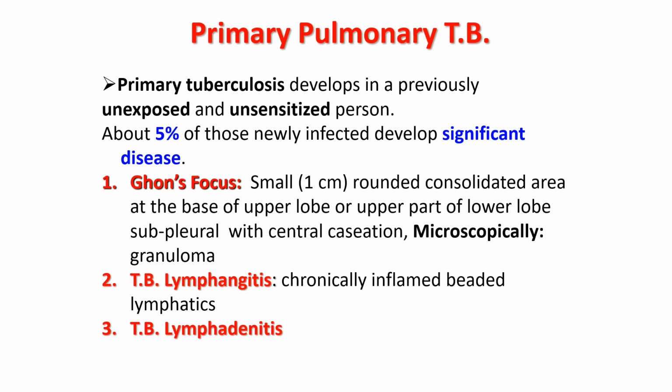Primary pulmonary complex is composed of, first one, Ghon's focus. It's a focus of TB infection in the lung tissue, about 1 centimeter in diameter, a small, rounded, consolidated area. Consolidated meaning it is a solid part, not spongy like other lung tissue. It's a solid part in the lung, whose site will be the base of the upper lobe or the upper part of the lower lobe, mostly subpleural in position with central caseation.